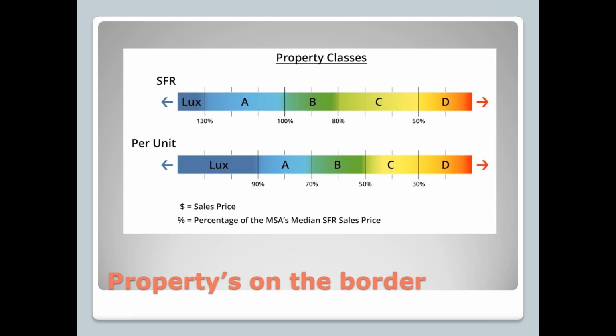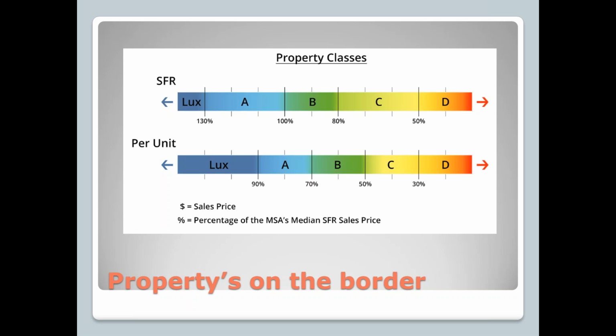So let's talk a little bit about properties that are on the border, and you're going to find properties that might be worth right around the median. They might be worth right around 80%. So this is what we found. If you're looking at a property and it's within 5% of the border, so we take the median, let's use an easy example. Let's just say the median home price in a particular market is $100,000, and we're looking at a property that's worth about $95,000, $96,000, and we're not sure whether it would be considered a B-class or an A-class property. So you've got to look at the potential to increase value in a particular property, right?